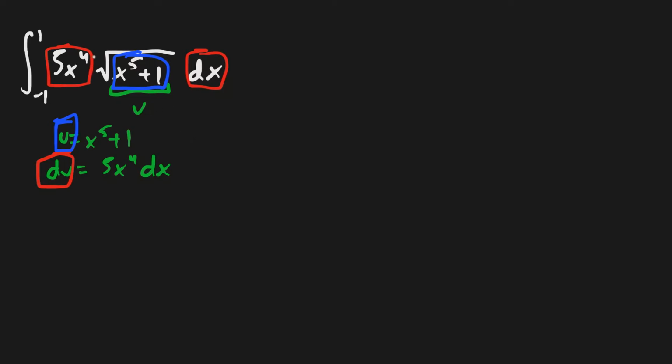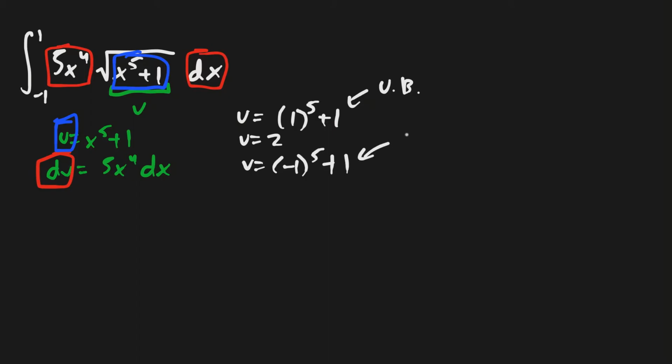So all we're literally doing is using this equation right here to find our new bounds of integration. So u equals 1 to the fifth power plus 1. This is the upper bound, which is 2. And then the lower bound is u equals negative 1 to the fifth power plus 1. This is our lower bound, which is 0.